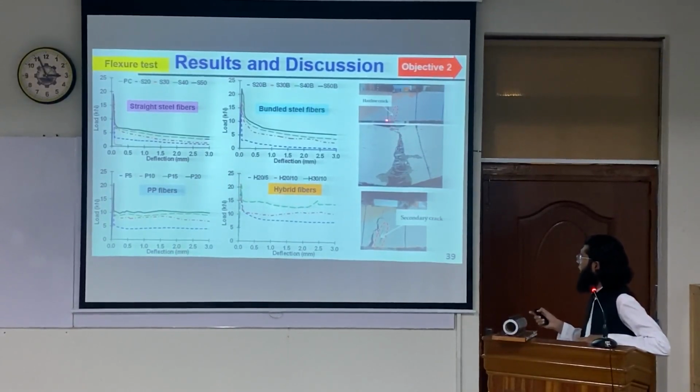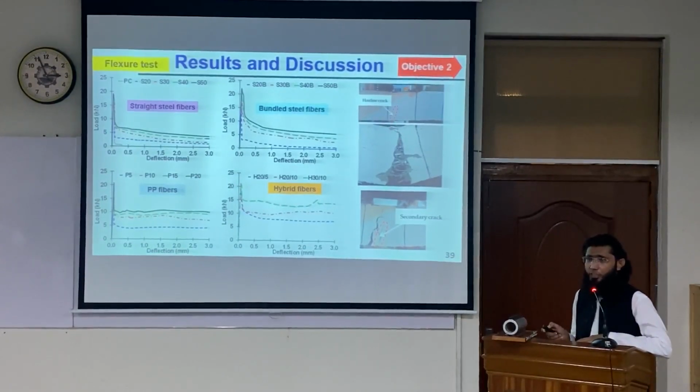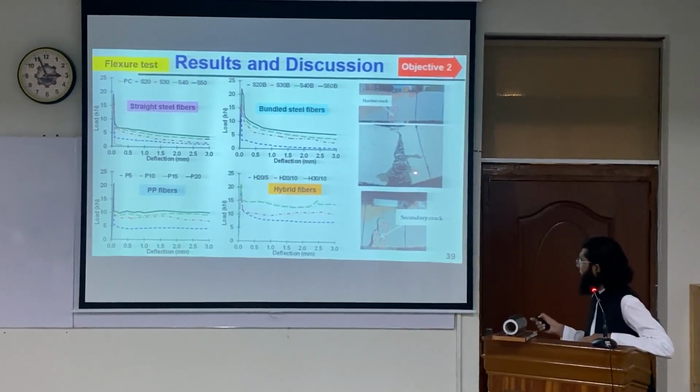You can see the cracks appearing. Initially a hairline crack appears, and then it starts widening, with the fibers bridging the crack. This is at a very late stage of the testing when the fibers are fully exposed.